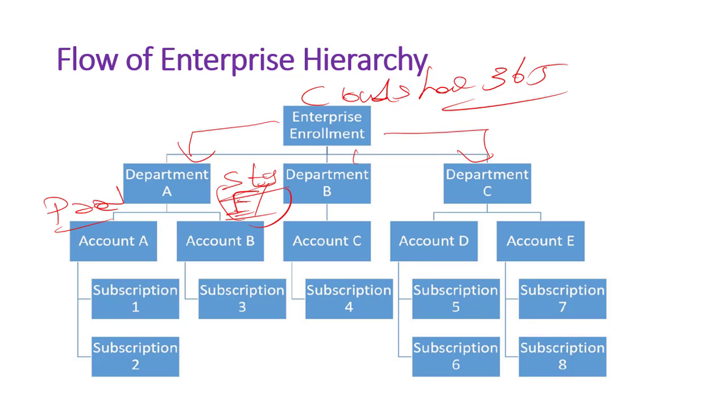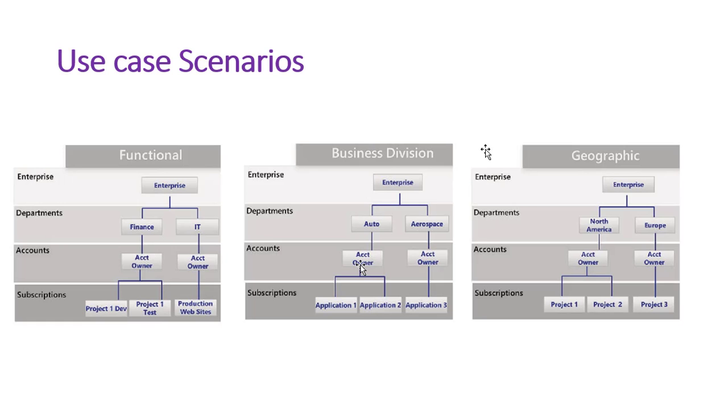So let me further give the use case scenario. Just consider you have an enterprise EA agreement and you have departments like finance and IT. The finance group has one account owner and the IT group has one account owner. The account owner further has two subscriptions.